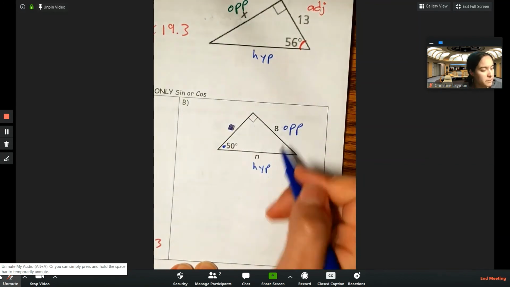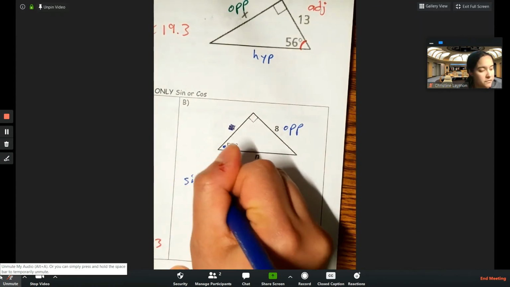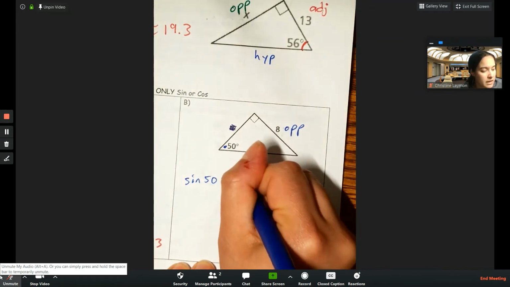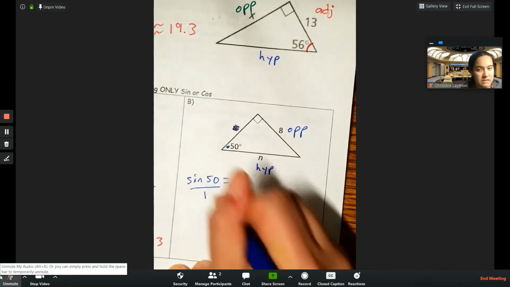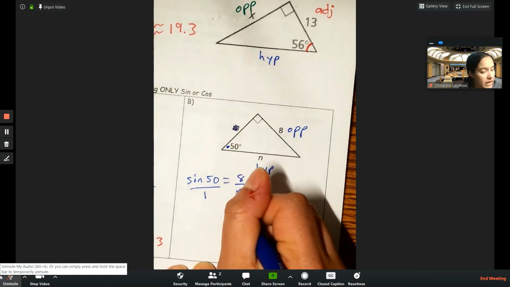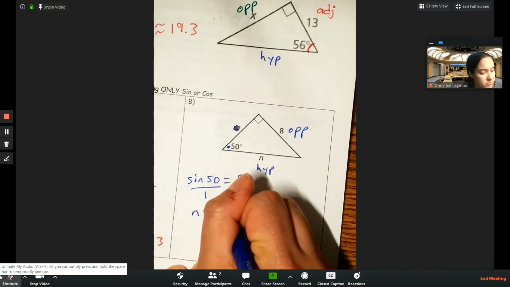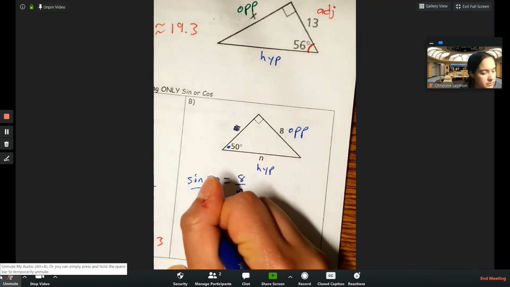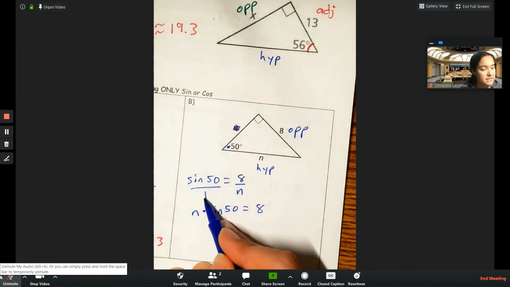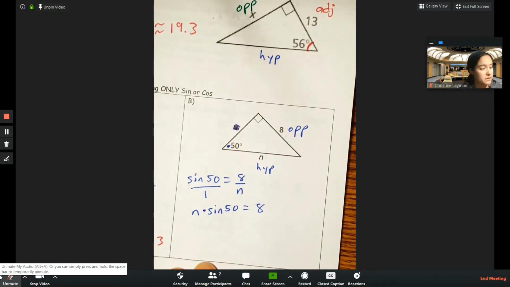So opposite and hypotenuse, that is sine. So I'm going to do sine of 50 equals opposite over hypotenuse, 8 over n. Let's make that with a 1 underneath. I'm going to go ahead and cross multiply. So I have n times sine 50 equals 8. So again, I did multiply along this diagonal, multiply along that diagonal. And I'm going to go ahead and divide both sides by sine of 50.